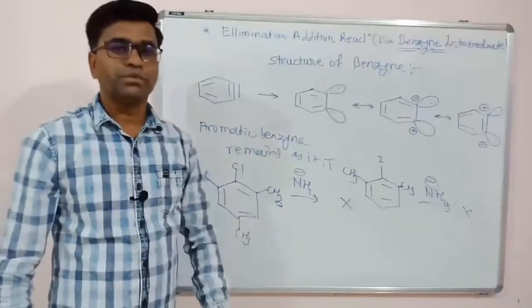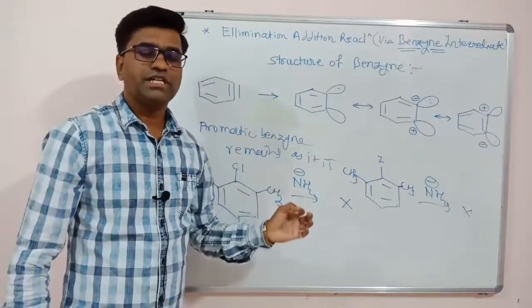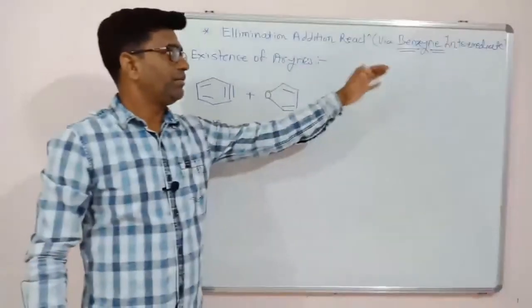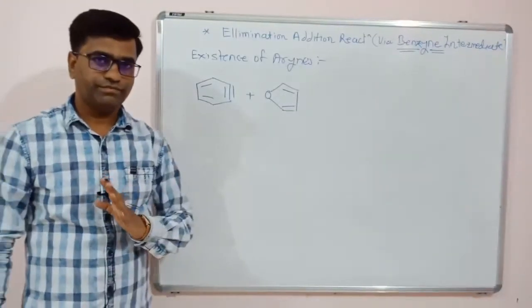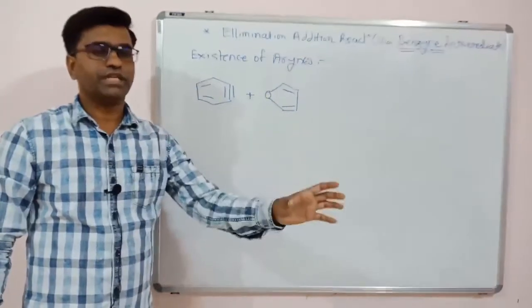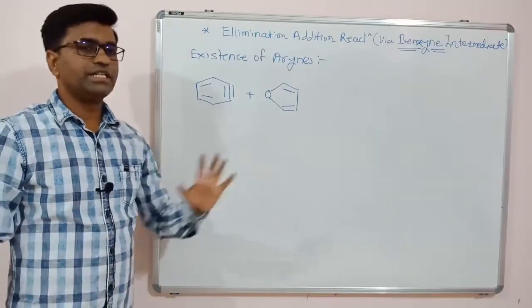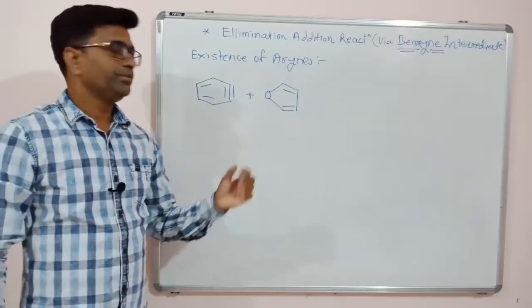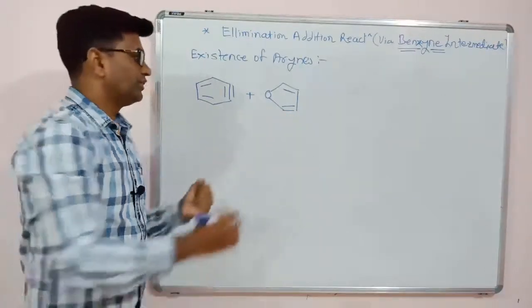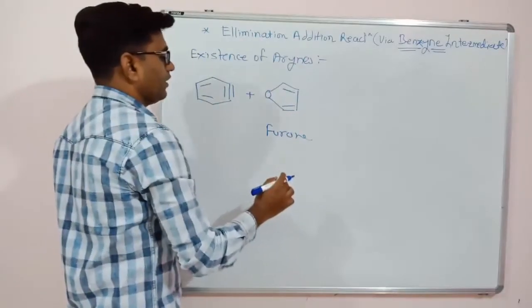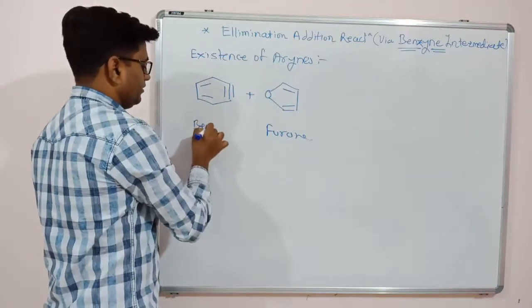Now we'll see some chemical proofs that tell us that benzynes are formed within the reactions. Friends, now we'll see the proofs that show the existence of arynes or benzyne intermediates which are formed within the reaction. Suppose some reaction is there and you know that there is a possibility to form a benzyne, or aryne, as an intermediate. Then what you do? Just react with furan. So this is our furan, and this is a benzyne intermediate.